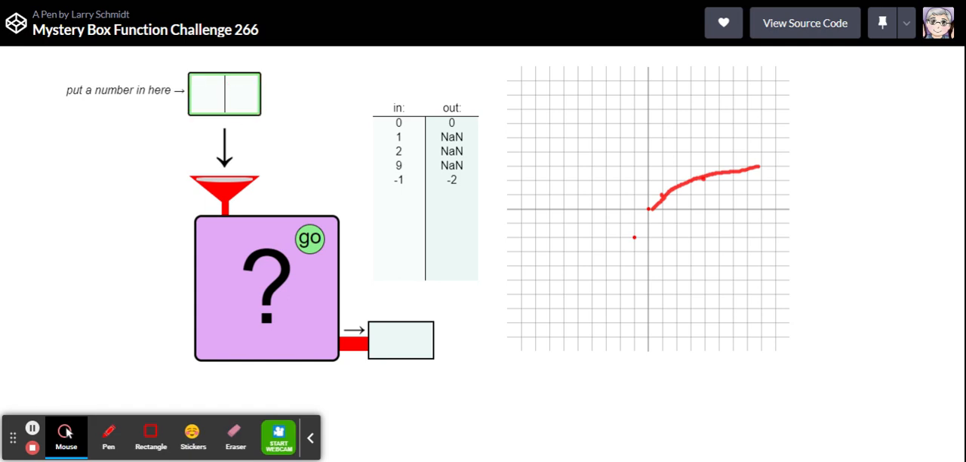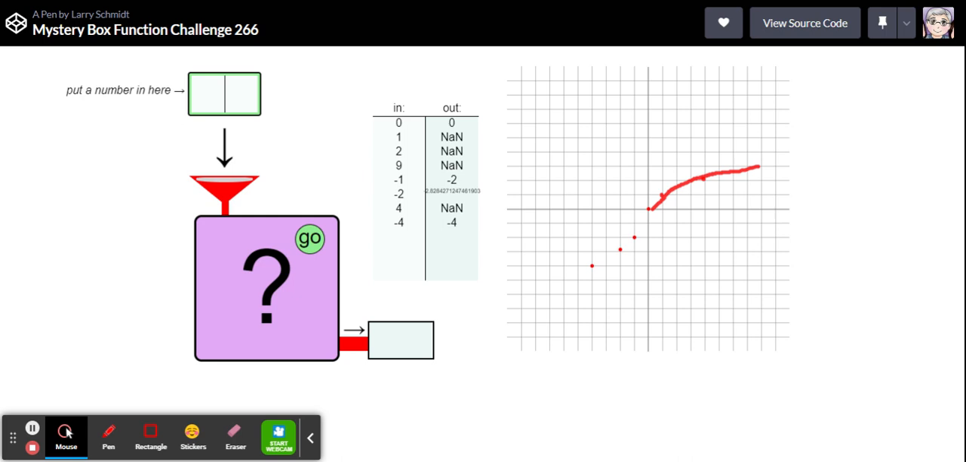Let's get a couple more numbers. I'm going to put in a -2. Aha, and that's -2.82. Okay, so that looks familiar as well. I'm going to put in a -4. Yeah, so -4 gives us -4.